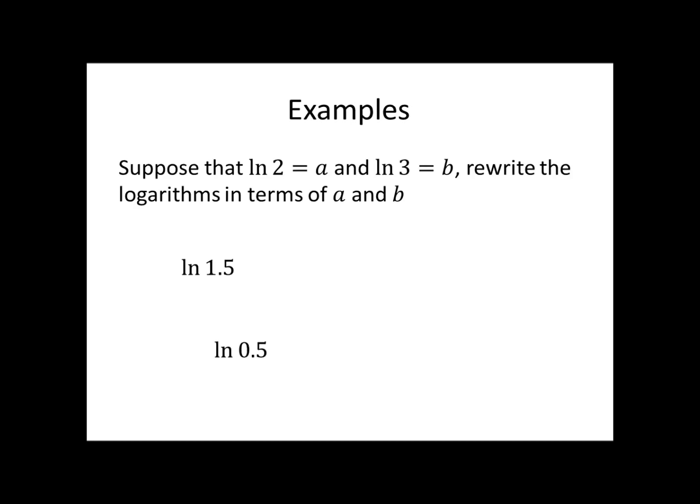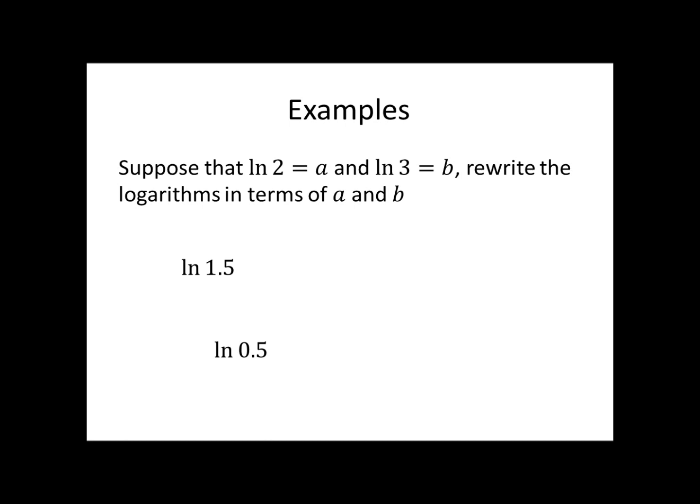Now let's take a look at some examples. Now this is a little bit weird. I really like problems like this because it really tests your understanding of what's going on here. Suppose that the natural log of 2 equals A. So the natural log of 2 is not a nice number. It's not a rational number. It's a non-repeating decimal. We're just saying that it equals A. And the natural log of 3 equals B. We want to rewrite these two logarithms in terms of A and B.